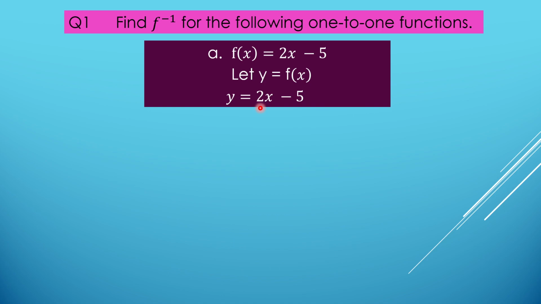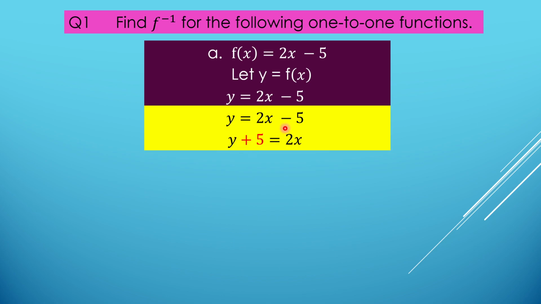So as the first step, you can bring the negative 5 from the right hand side and move it to the left hand side. Therefore, it becomes plus 5. Now you have y plus 5 equals 2x. Okay, remember again, you want to find x. Therefore, if you look at the equation now, you have y plus 5 equals 2x.